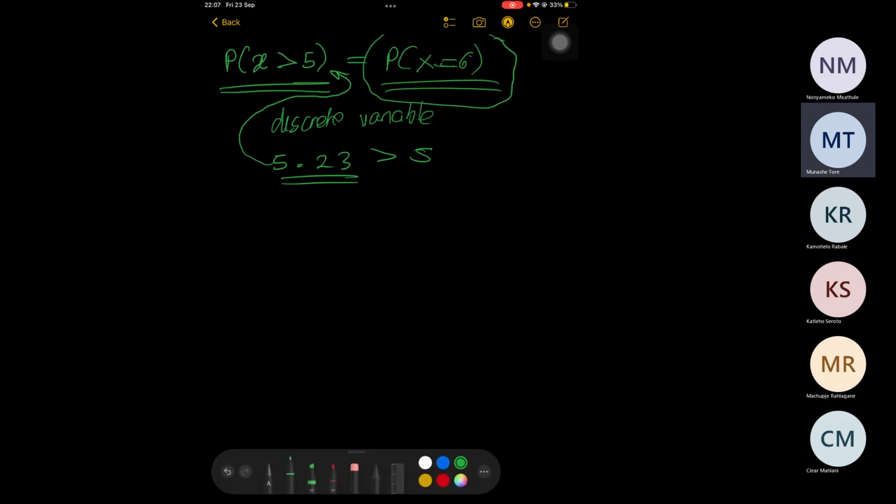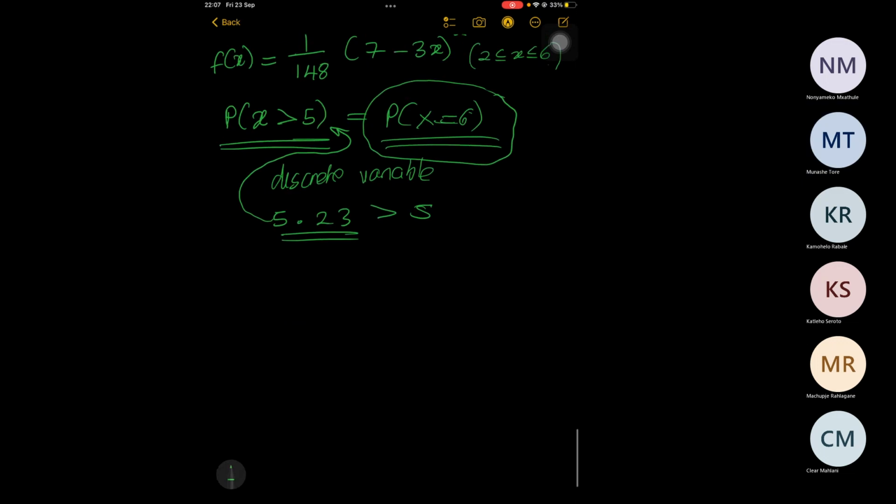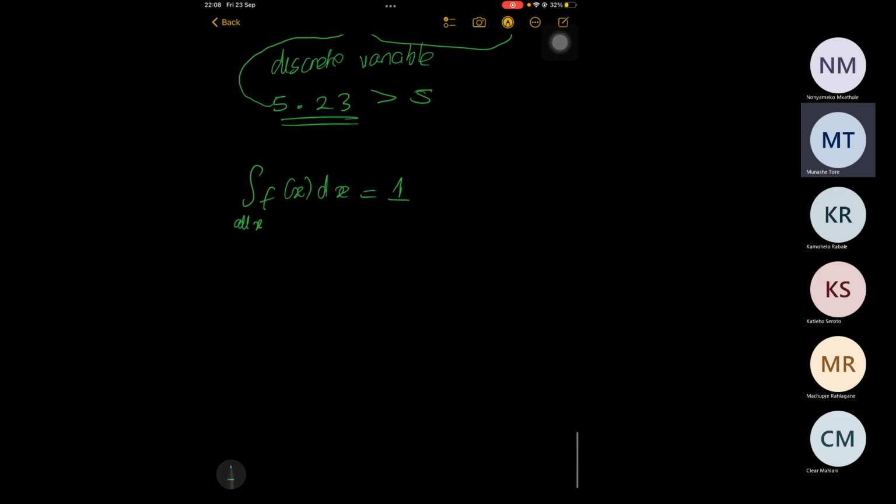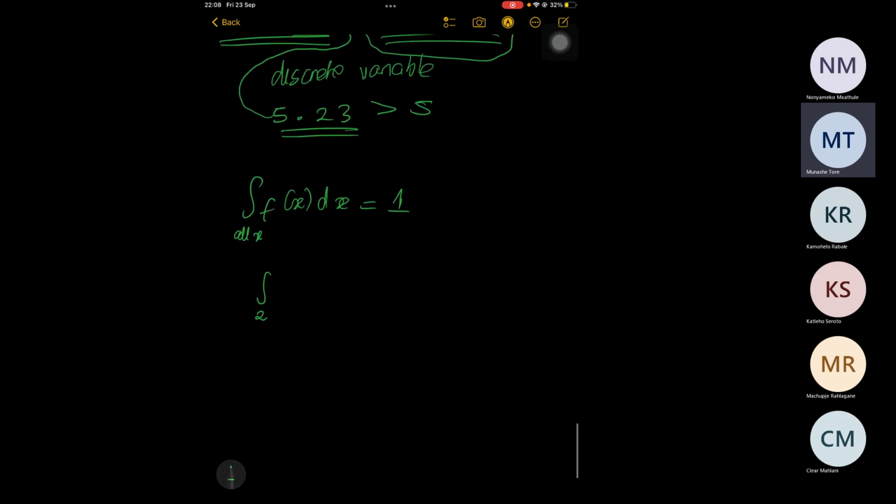This is what you do, as we did there. We know that whenever you're dealing with this, the first law that applies is the integral of the function of x dx is equal to 1 for all x values. So in this case, the minimum x value that you have is 2, and the maximum x value that you have is 6. So it's going to be the integration from 2 to 6 of the function of x dx equal to 1.